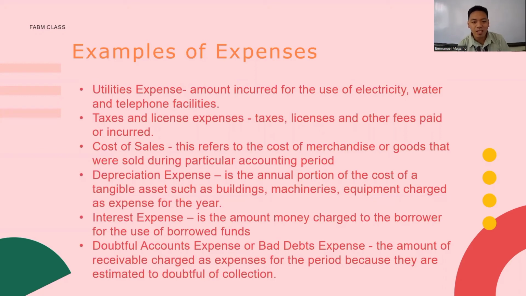Next, interest expense. It is the amount of money charged to the borrower for the use of borrowed funds. And the doubtful accounts expense or the bad debts expense. This is the amount receivable charged as expenses for the period because they are estimated to be doubtful of collection.